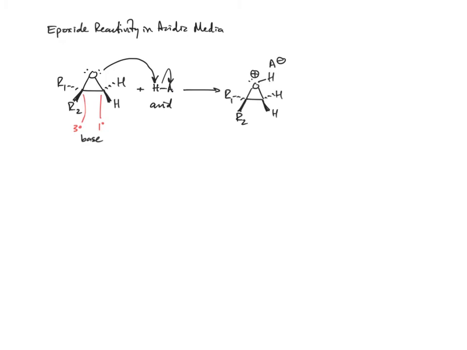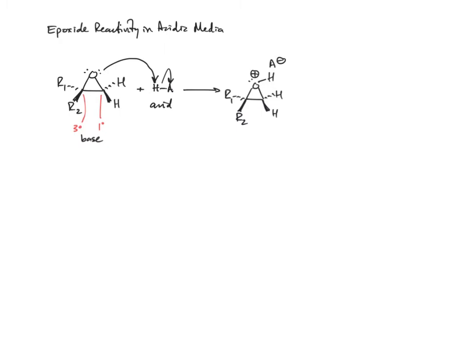So again, for those of you who did not have me last semester, R1 and R2 are basically, they can be any other functional group, and we're just being very general here. The hydrogens are what they are, and so when we get to this stage, we see that we now have developed a plus charge on the oxygen that's balanced out by the negative charge on the conjugate base of our acid.